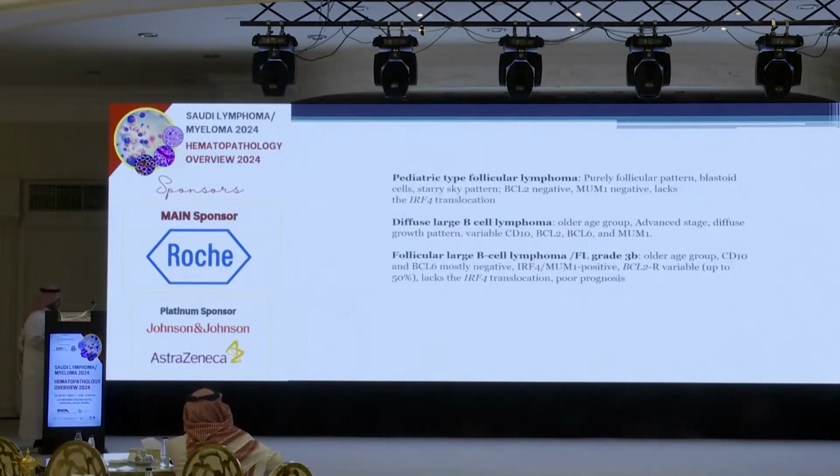pediatric-type follicular lymphoma. The other differential diagnosis is diffuse large B-cell lymphoma. Those patients usually come at an older age, with advanced-stage disease and a diffuse growth pattern. Large B-cell lymphoma, this is the new term for follicular grade 3B. This is in the most recent WHO. Also similar to diffuse large B-cell lymphoma, usually it is a disease of elderly people, and usually they lose BCL6 in the higher-grade follicular lymphoma, and BCL2 is variable in those patients, but the IRF4 is negative.